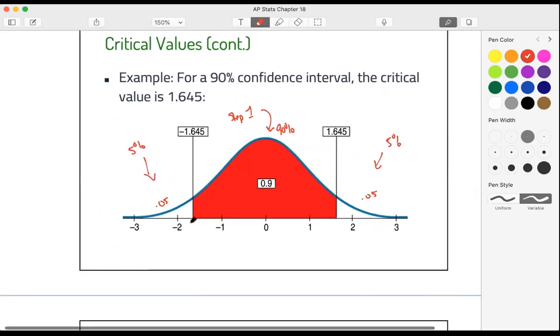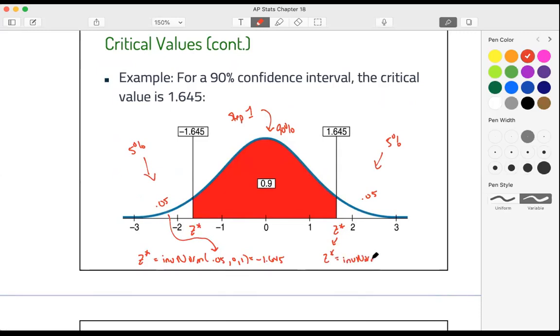So to calculate this Z star, Z star to the negative is going to be inverse norm of the 0.05 area to the left, this area here, comma 0, comma 1. And when you do that, you get negative 1.645. To get this Z star, what you can simply do is inverse norm of 0.95, the total area, 90% plus 0.05, comma 0, comma 1, and you are going to get 1.645.